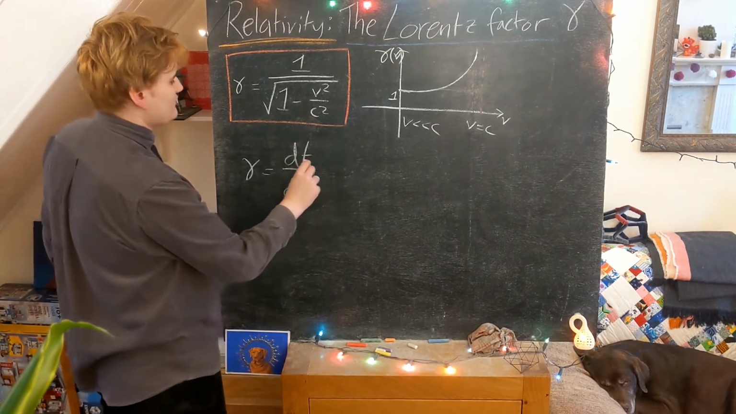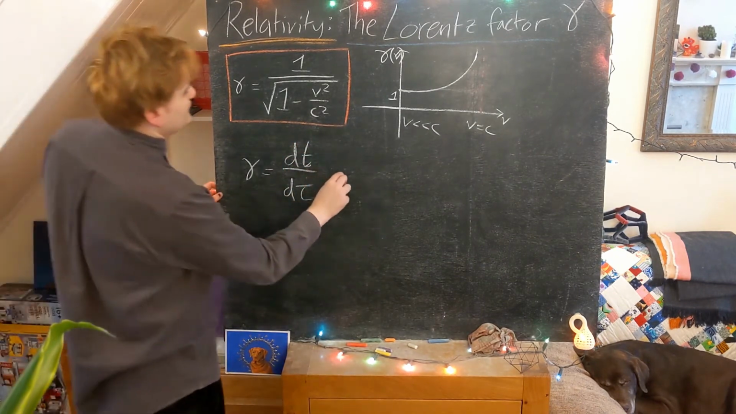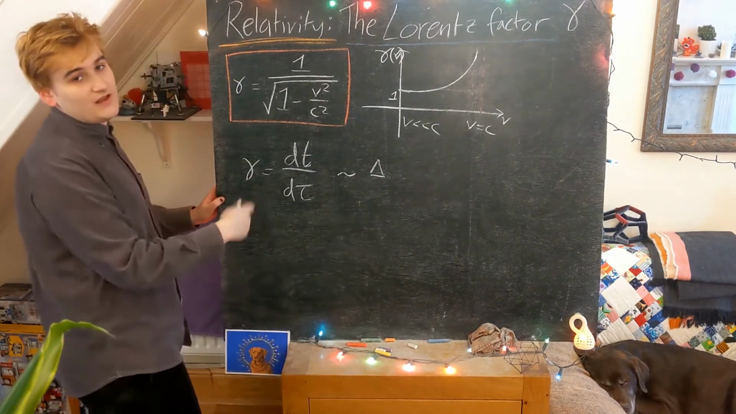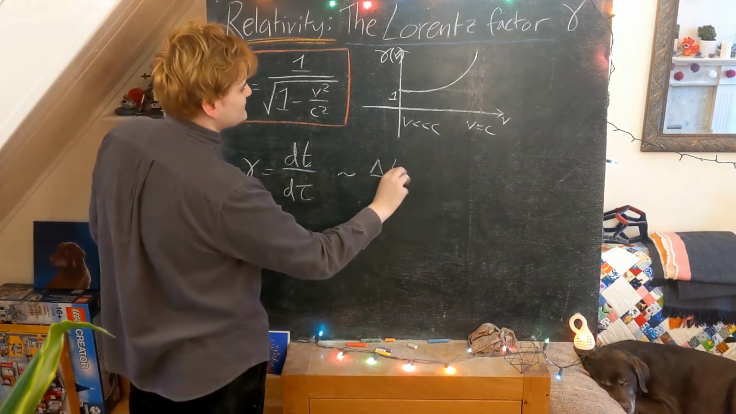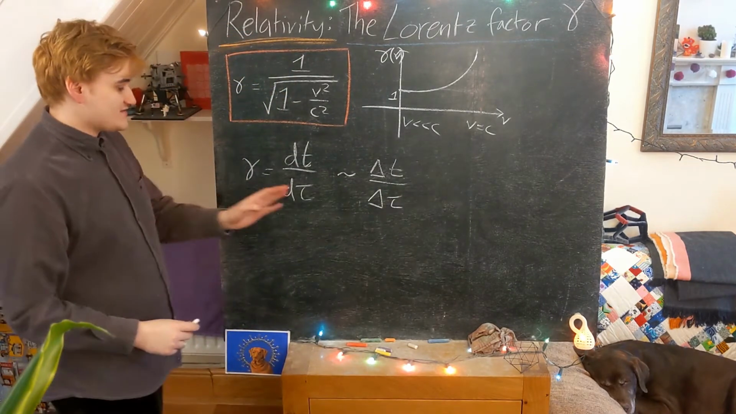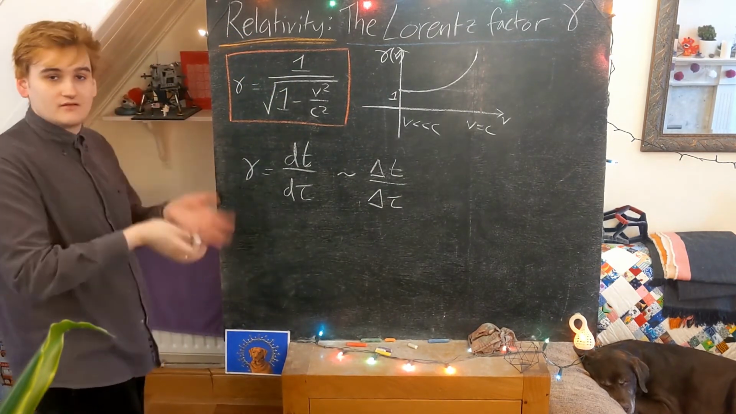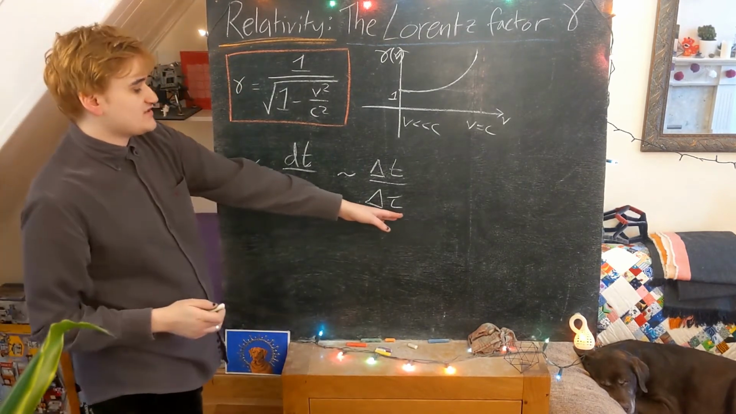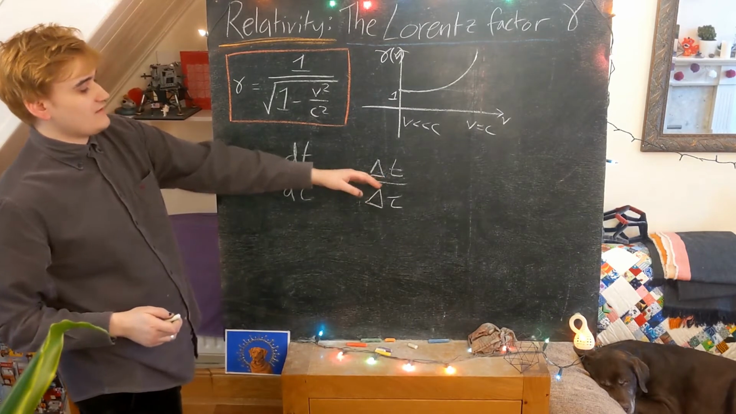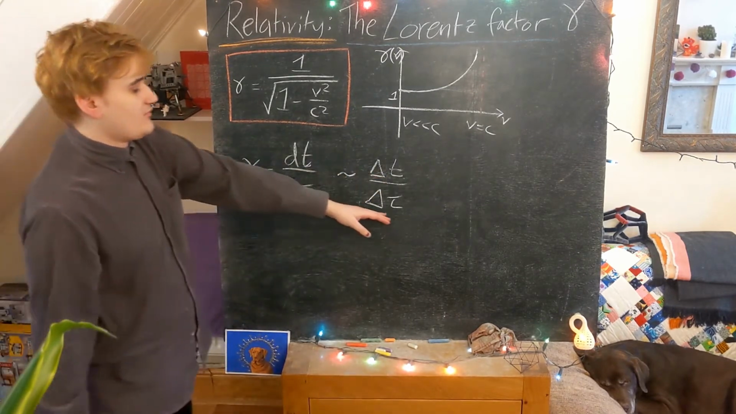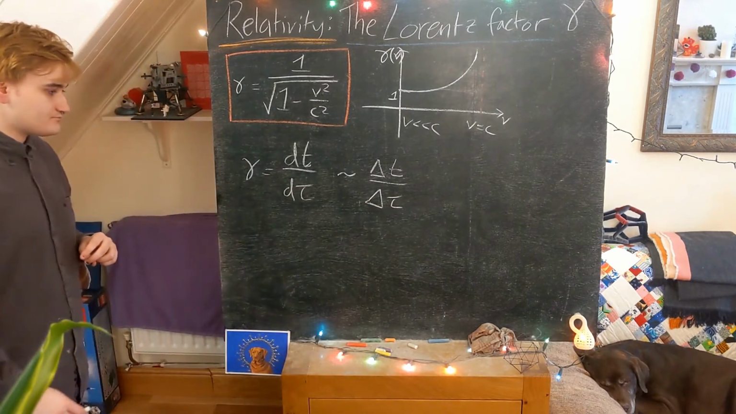But as this gamma starts increasing, if we just consider integrating this formula, we can see that as this ratio becomes much, much greater than 1, for a fixed interval of proper time tau, the coordinate time interval is going to be much, much larger than the proper time interval.